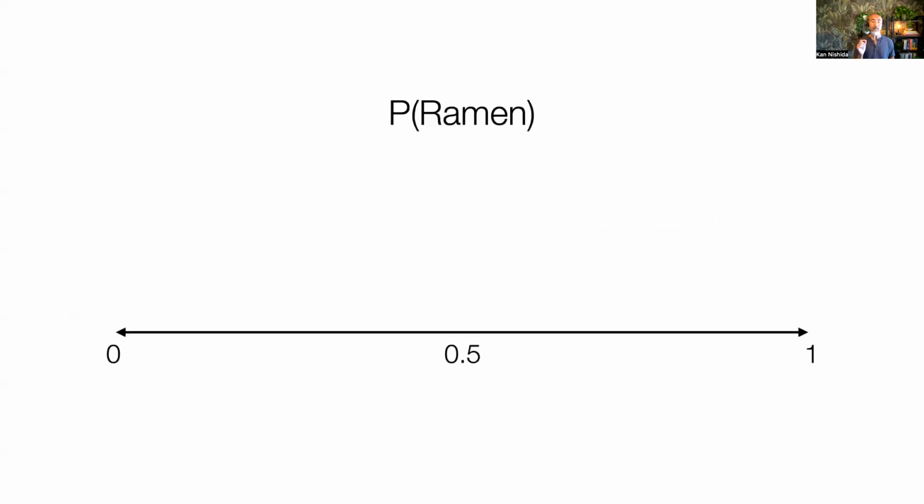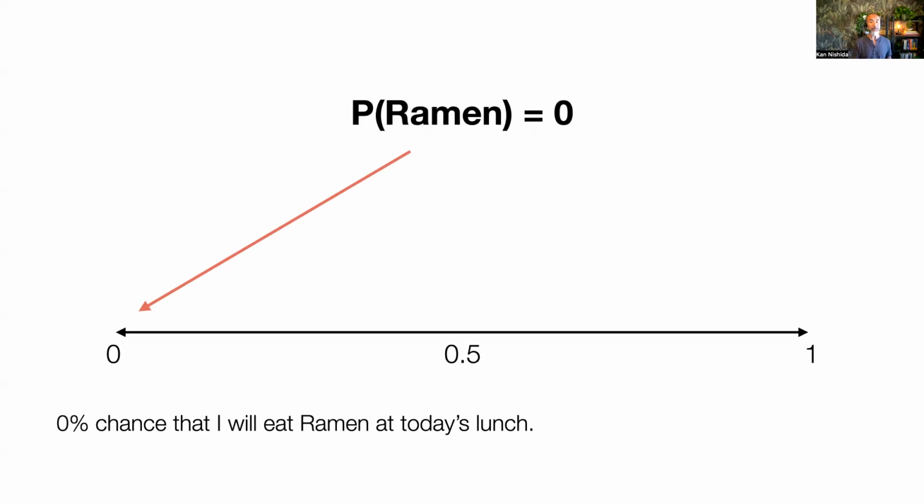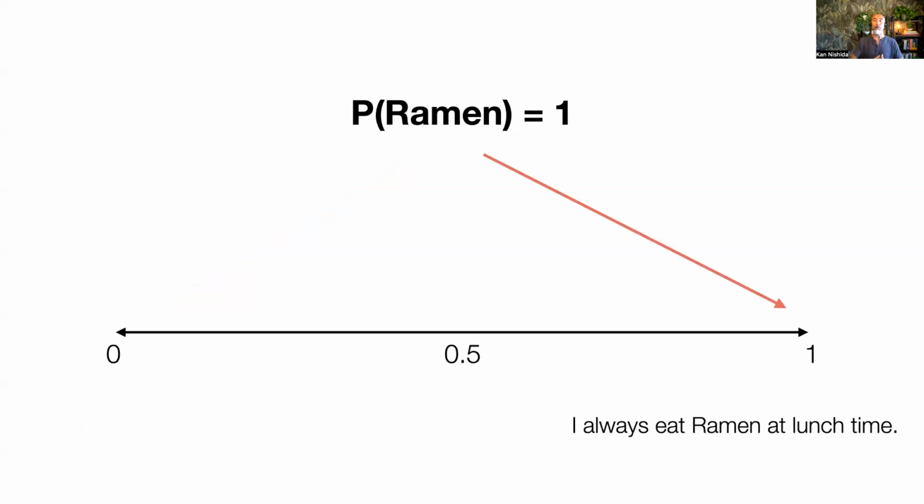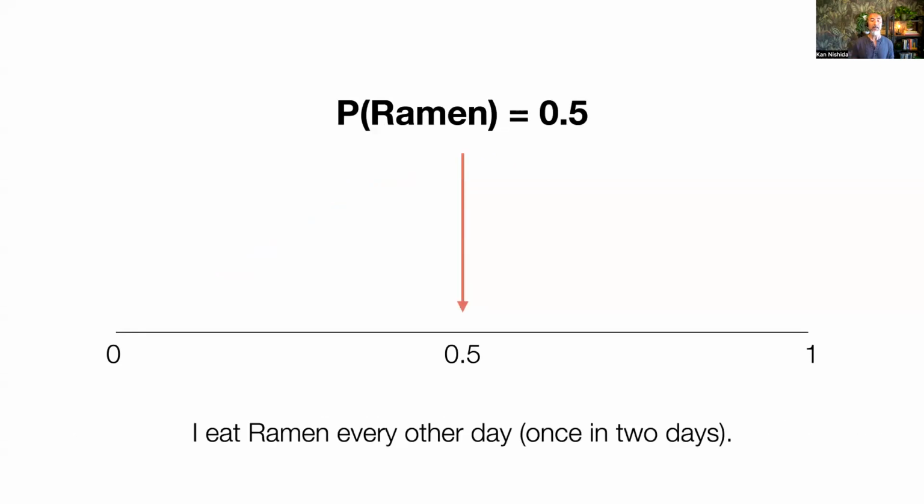Okay, and then probability ranges from 0 to 1. So 0, 0.5 and 1, or obviously 0% to 100%. 1 means 100%, 0.5 means 50%. So if the probability of ramen equals 0, that means 0% chance that I would eat ramen, right? So even for today's lunch, we can expect 0% chance that I would eat ramen. But if it's 1, that means all the time. If I had 100 lunches, I eat ramen every day. So that's 100% or 1. And if it's 0.5, that means I eat ramen every other day, or once in 2 days. If I had 100 days, I would end up eating ramen on 50 of the 100 days.